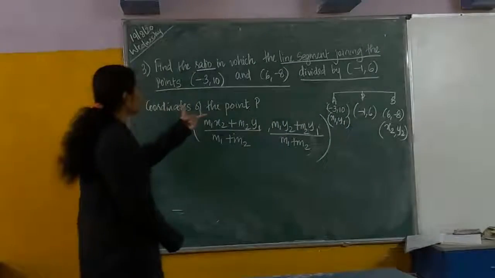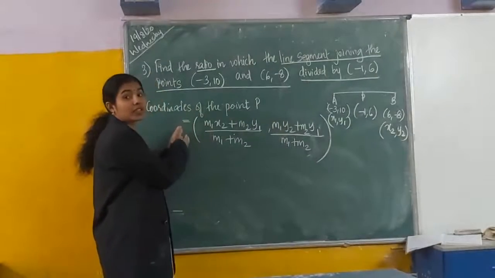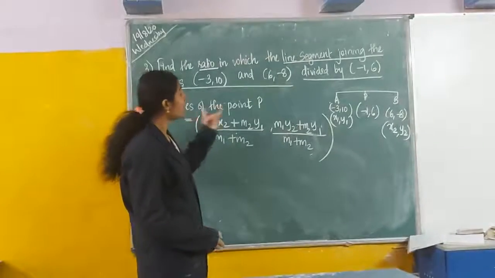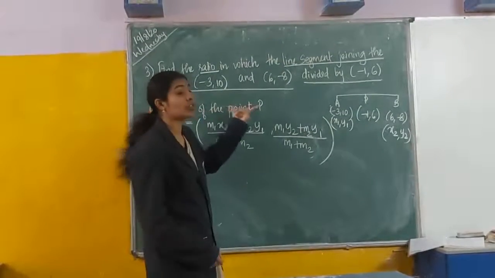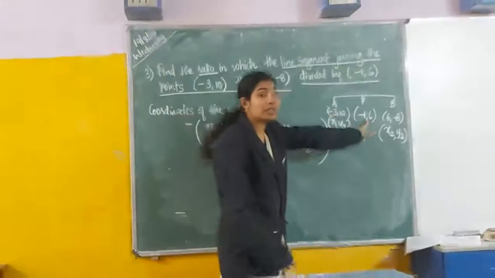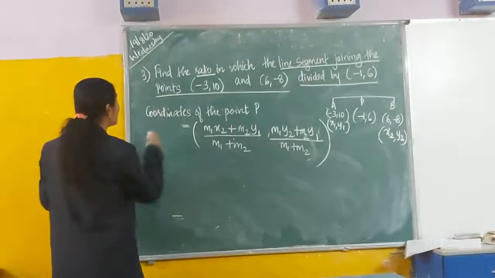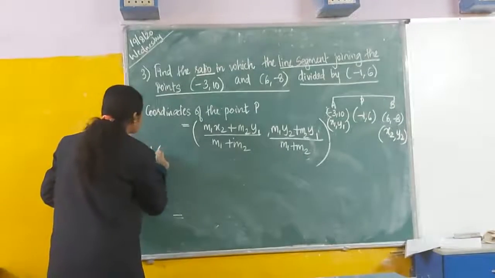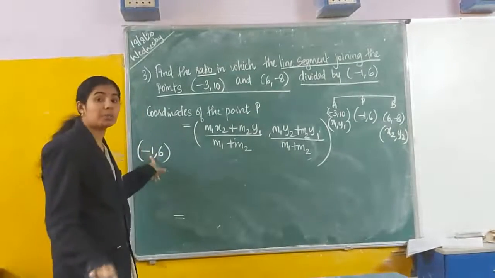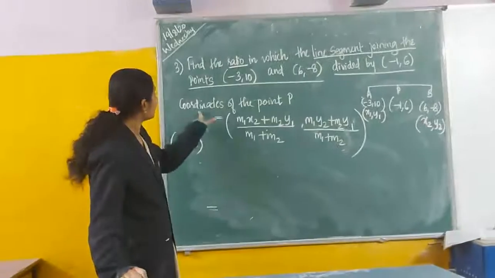So the coordinates of the point P, the left hand side of this equation, you can write as minus 1, 6. Substitute the values in this given equation. So what will you get? Left hand side, what you should write? The point P, that is minus 1, 6.